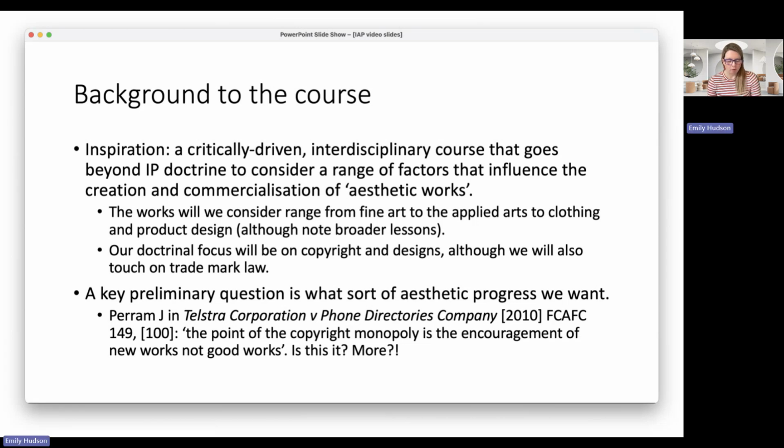So let's talk a bit more about what the course is about. And the idea behind it is to go beyond IP doctrine, to ask what sort of legal, economic, social, and cultural climate can encourage creative production. So that's the idea of aesthetic progress.